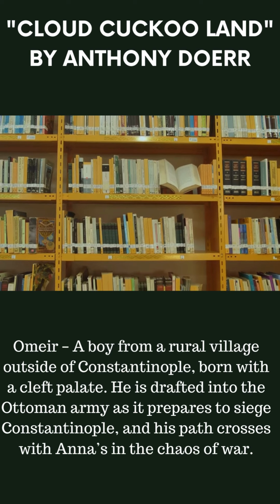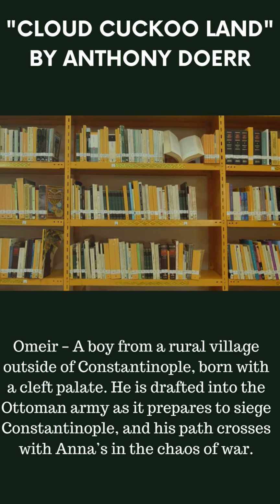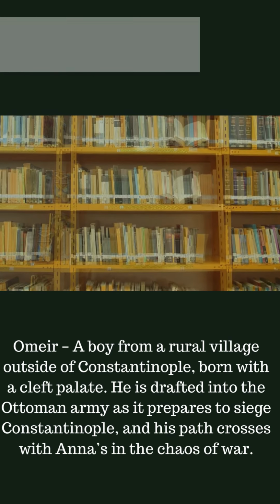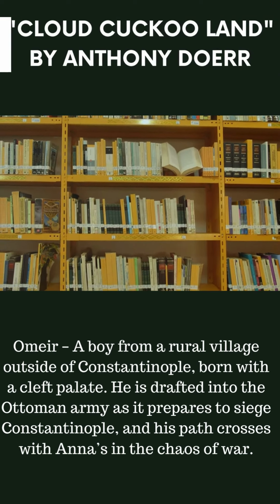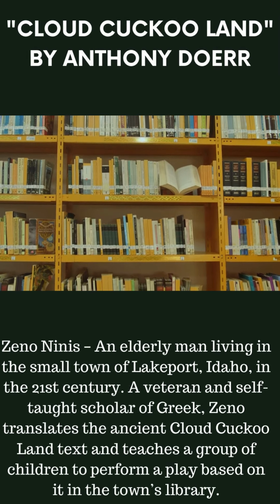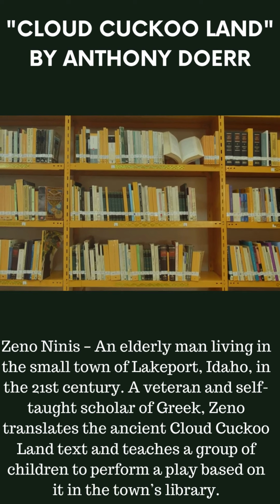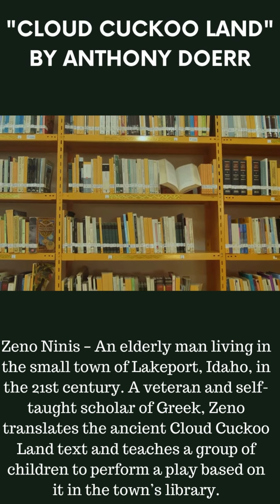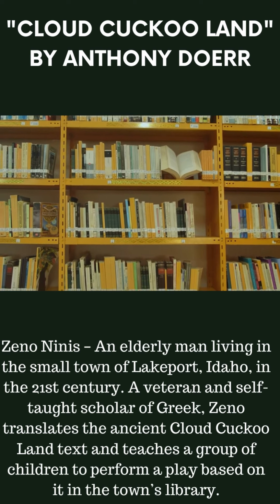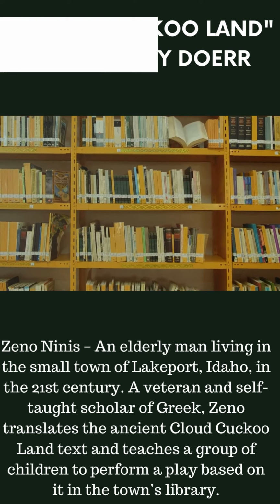Omeir, a boy from a rural village outside of Constantinople, born with a cleft palate. He is drafted into the Ottoman army as it prepares to siege Constantinople, and his path crosses with Anna's in the chaos of war. Zeno, an elderly man living in the small town of Lakeport, Idaho, in the 21st century, a veteran and self-taught scholar of Greek. Zeno translates the ancient Cloud Cuckoo Land text and teaches a group of children to perform a play based on it in the town's library.